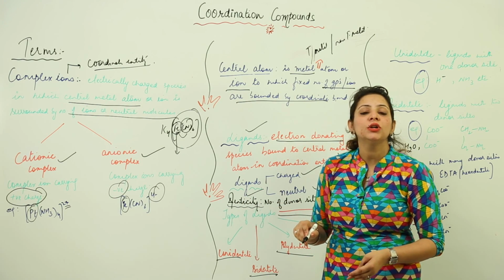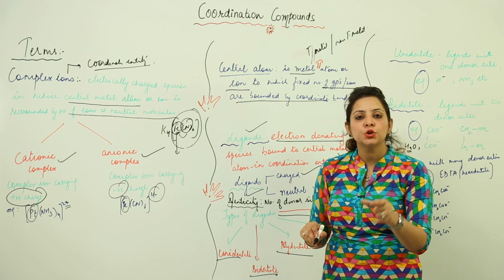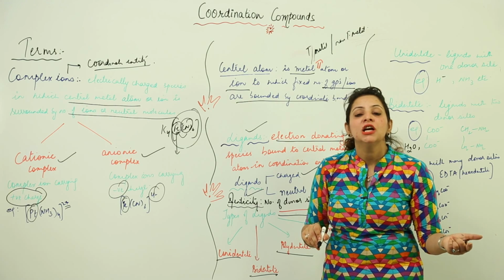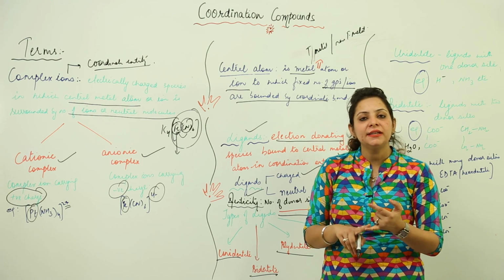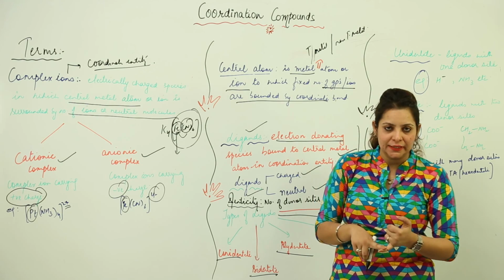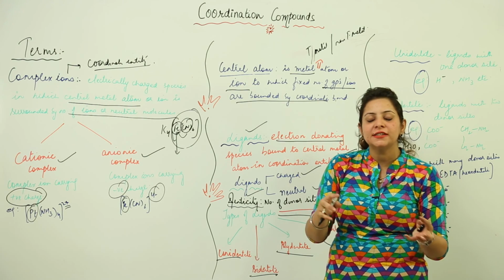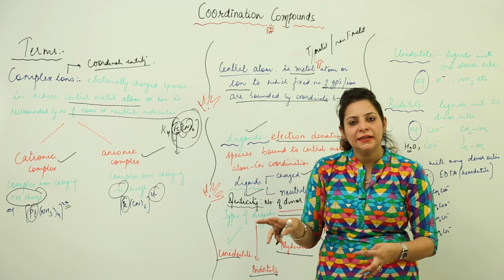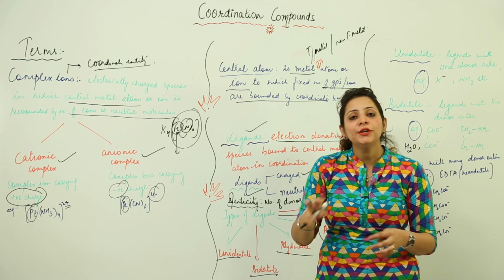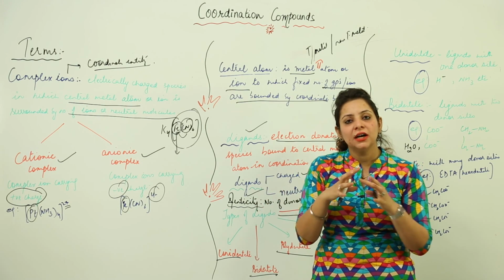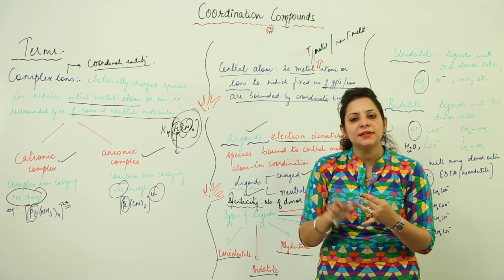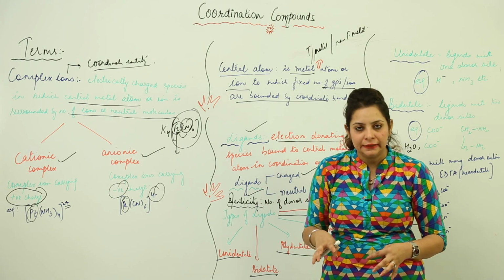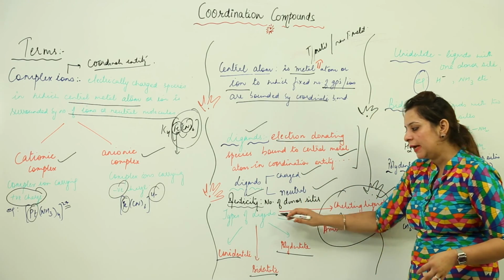That means how many donor sites they have: 1, 2, 3, 4, 5, 6. Depending upon that we have unidentate, bidentate, polydentate. Like if it is 4, you can say tetradentate; 5, pentadentate; 6, hexadentate. But what we do after 2 is club all of them, tridentate, tetradentate, all into a polydentate type, right. So this is the type of ligands.